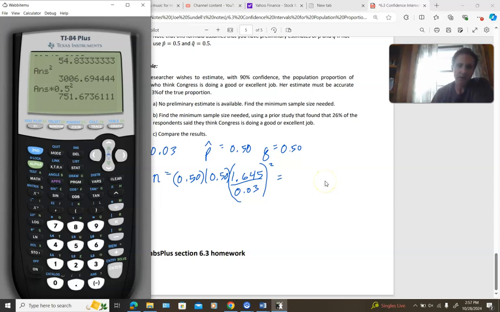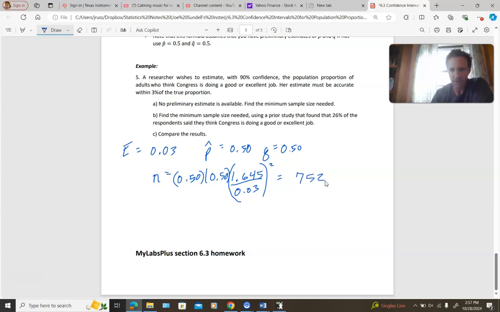So if I round this to the nearest whole number, this would be 752. So when we don't actually know a point estimate, when we haven't actually taken the sample, but we want to have a margin of error no greater than 3%, then we need our sample size to be at least 752. Okay.